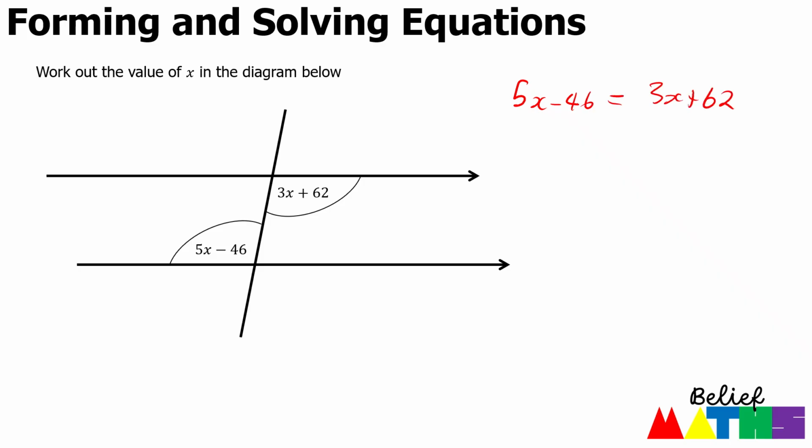There's our equation formed, and therefore we can just do like we did in the last question, solving for an unknown. So we take away 3x from both sides. You get 2x minus 46 equals 62. 2x equals 108 because we've added our 46 to both sides. So therefore x is equal to 54 degrees. So x is 54.